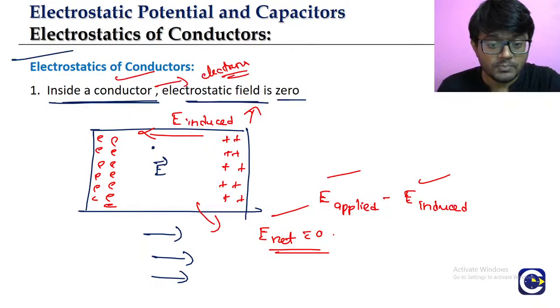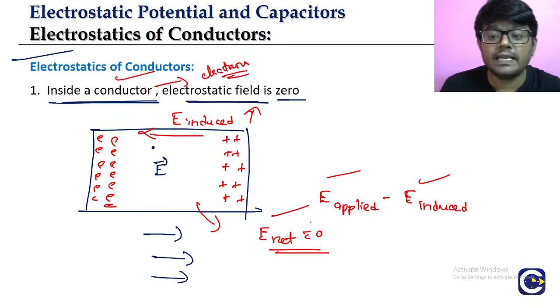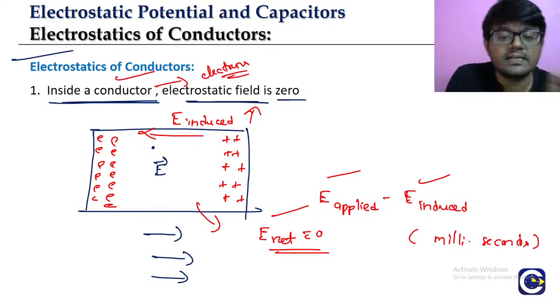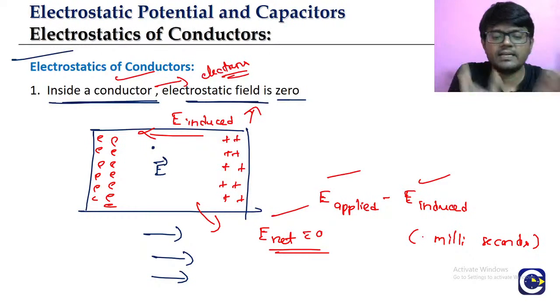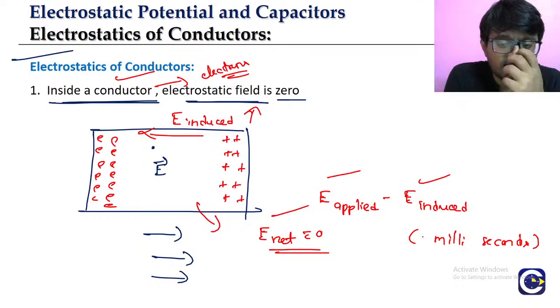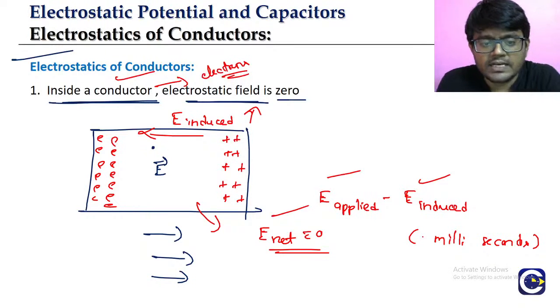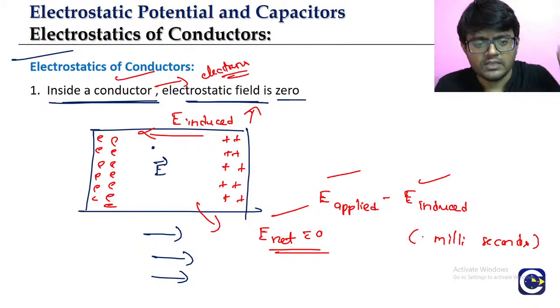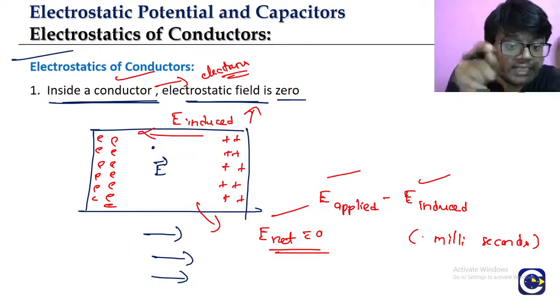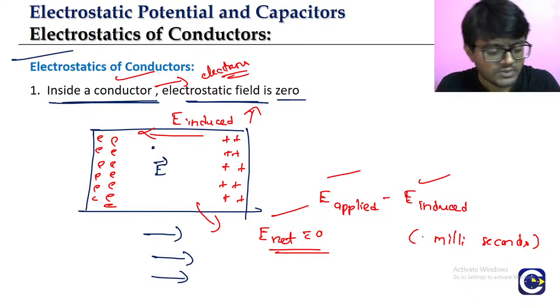And what time is going to be taken in this process? It will be in the range of milliseconds. It is not going to take minutes or hours. The moment you place a conductor in an electric field, the redistribution happens, and within less than a millisecond you will find that the net electric field inside the conductor is zero. So whether we have a conductor outside or even inside the electric field, the field inside the conductor will be zero. This is one of the points.